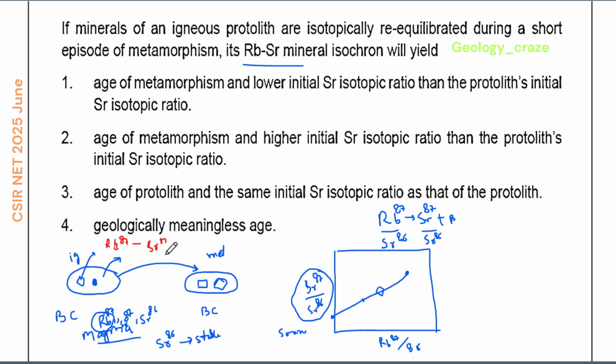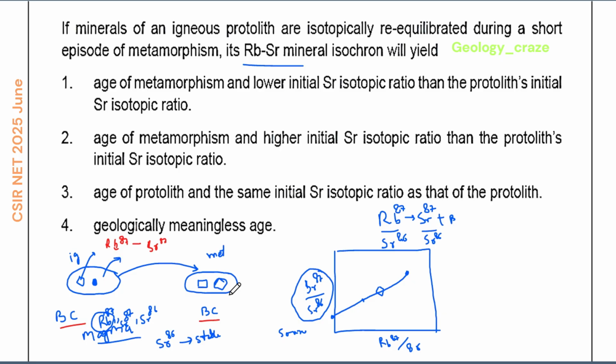The value of Sr 87 is getting increased. Now suppose after increasing of Sr 87 in the mineral as well as in the whole rock, metamorphism took place. So what is going to happen within these minerals and this whole rock? Bulk composition is same. Overall composition is going to be same. Only the metamorphism took place, but composition of overall rock is not getting changed.